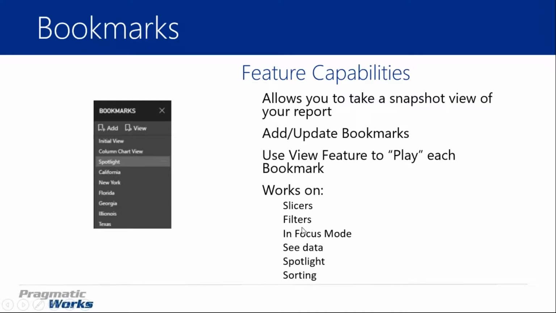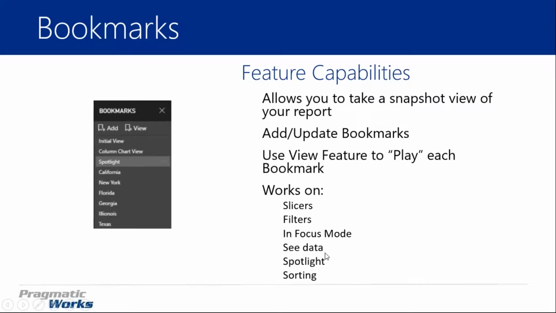If you apply a filter to a report, you can then take a snapshot view of what the report looked like with the filter turned on. You can create a snapshot or a bookmark on focus mode. That's been around for quite a while with Power BI, but if you're not familiar with that, that's essentially making a particular visual go full screen. You can also do bookmarks on the see data feature.